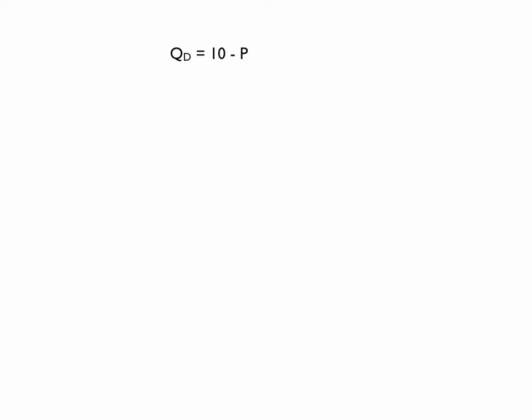First, we can do it mathematically. The quantity demanded of some item is equal to some function of the price of that item. In this case here, we're going to use quantity demanded is equal to 10 minus P. So our function will be 10 minus the price of whatever good we're talking about.